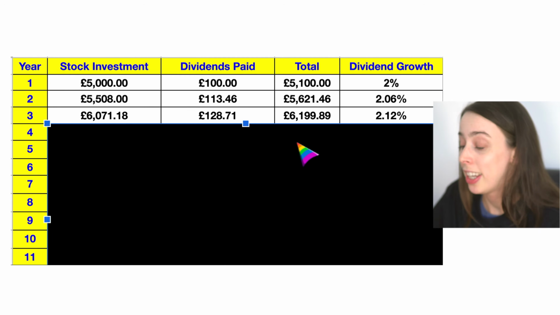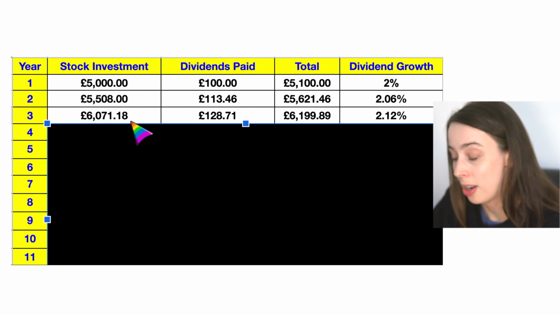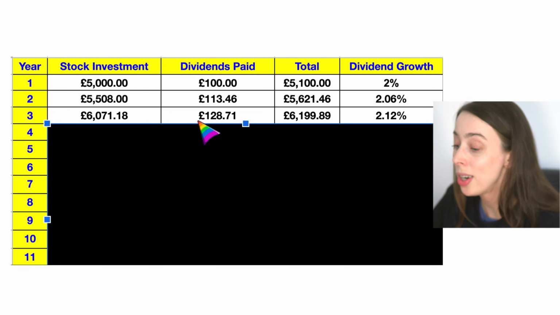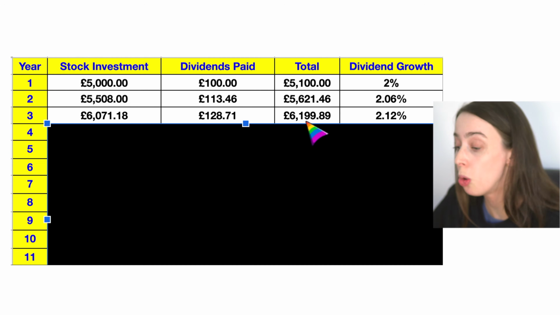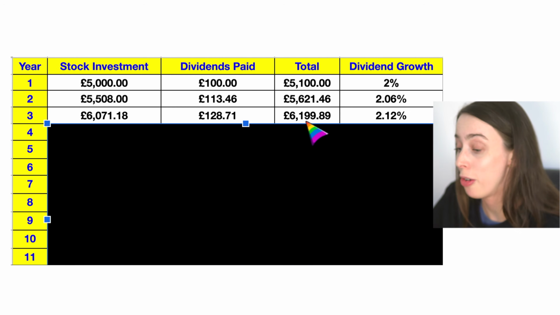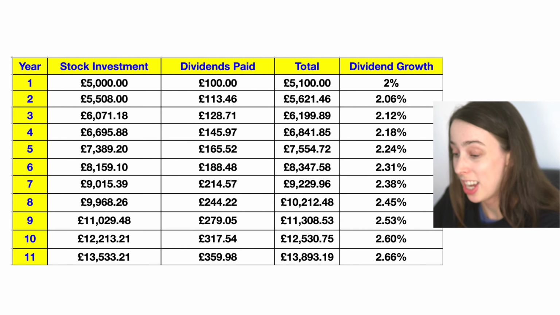Moving into year 3, again, you've got that capital appreciation, the 8% return, and that gives you £6,071.18. Your dividend growth has increased again, and you've got £128.71 paid out across those 12 months in year 3, leaving you with a total portfolio value of £6,199.89. Now, I'm not going to move through every single one of these years and read them out, but let's just reveal all of the other years and we can start to work through what's actually happening here.